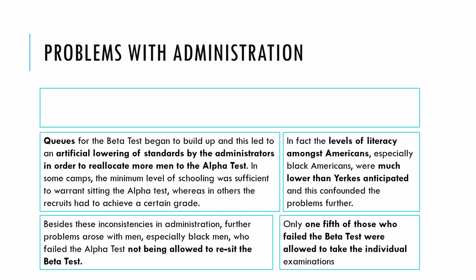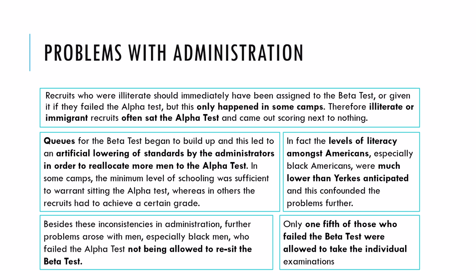Whereas in others, some recruits had to achieve a certain grade at school in order to sit the alpha, so that wasn't standardised. And also recruits who were illiterate should immediately have been assigned to that beta test, or if they failed the alpha test, assigned to the beta test. But this only happened in some camps, and therefore people who were illiterate were just immediately sent to sit the alpha test, and then came out scoring next to nothing, so having a very, very low score.